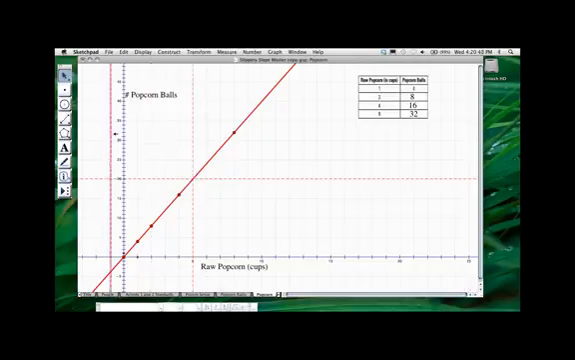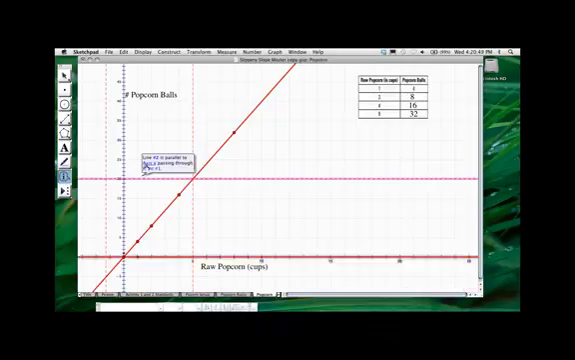Okay? And you can follow the same procedure to create the other guideline, except this one is going to be parallel to the x-axis. So those are just handy-dandy parallel guidelines.